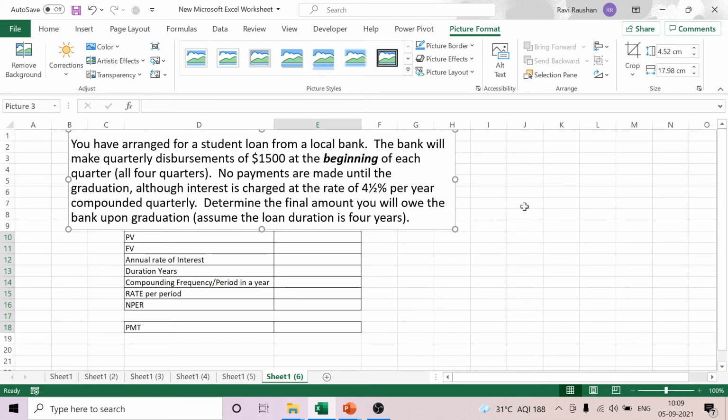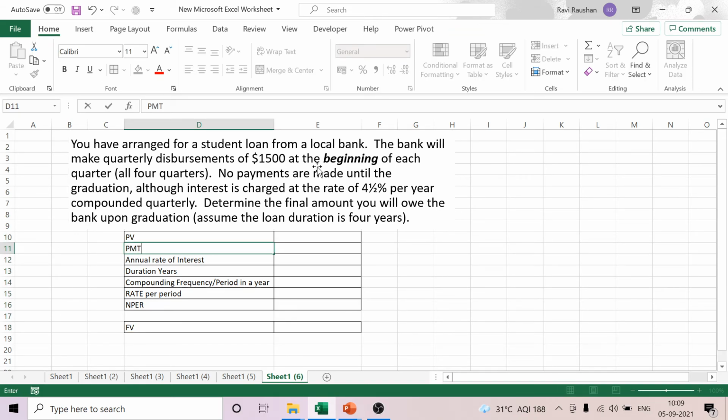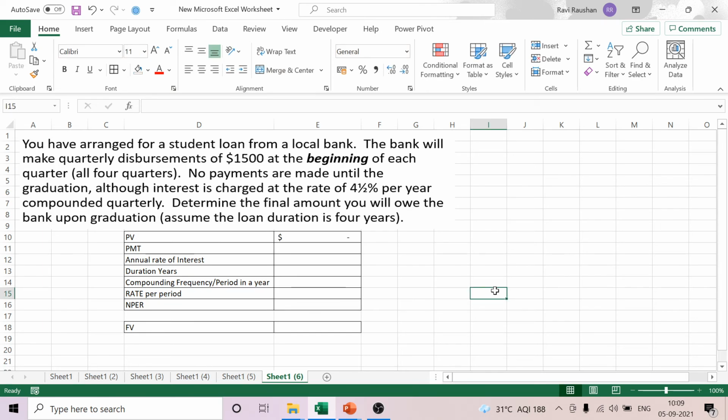Although the interest charge is at the rate of 4.5% per year, compounded quarterly, then the final amount you will owe to the bank. So here we are supposed to calculate the future value. So let me make it PMT here. Now let us understand what they are asking for. They have written at the beginning of the period. If you read it very carefully, at the beginning of the financial transaction, there is no payment. So your present value for this one is 0. What you are getting instead is a periodic payment of 1,500, but they have said at the beginning of the period, that is the compounding period.